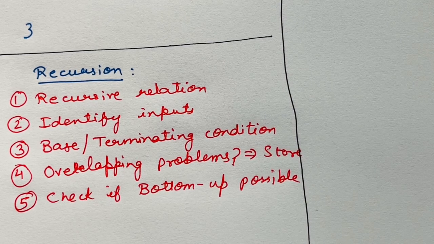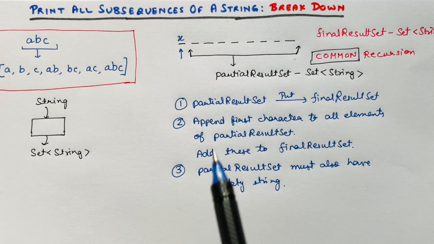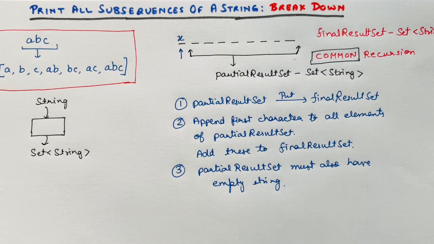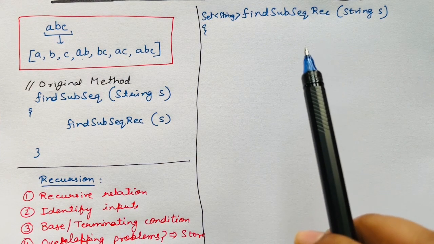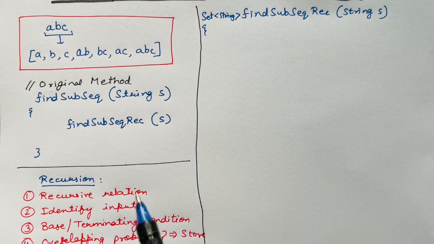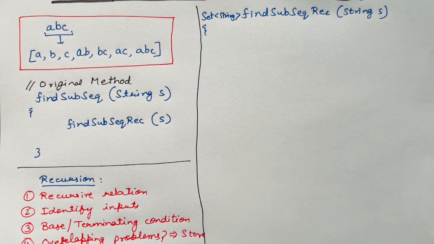As always, for any recursion problem, we'll follow these 5 steps. First is identifying the recursive relation. Recursive relation basically means how will we use the answer to smaller problem to calculate the answer to the larger problem. We have already established that here, that how we are using partial result set to calculate final result set. Second step is identifying inputs. Which inputs? Inputs to the recursive call that we will be making again and again. We can identify that from the recursive relation. Based on the recursive relation, we can see that only string as an input to this call will suffice.